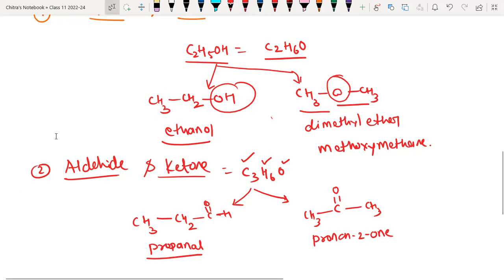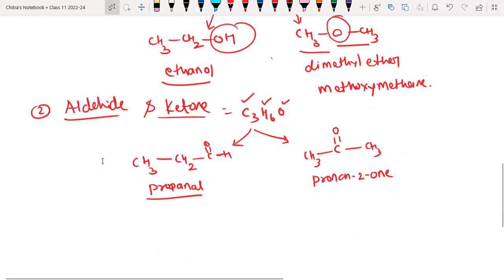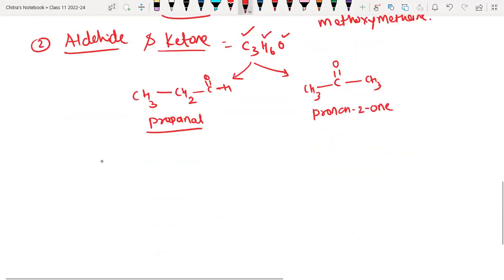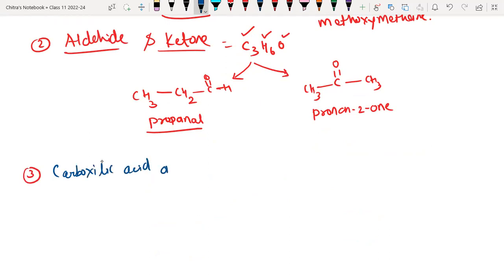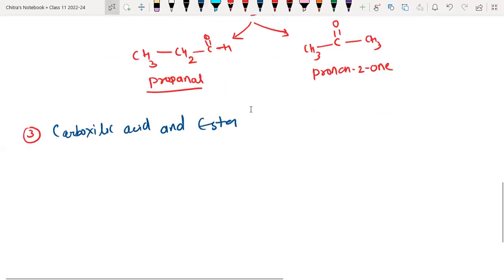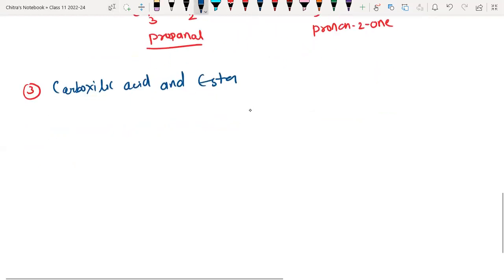Again, the third group, the third pair, is very important. What is the third pair? Carboxylic acid and ester. Not ether, ester. Sorry, ester. I'm taking an example of carboxylic acid. Here, if we have a 2 carbon chain, it will do also.